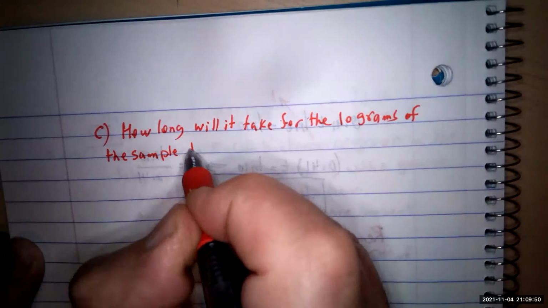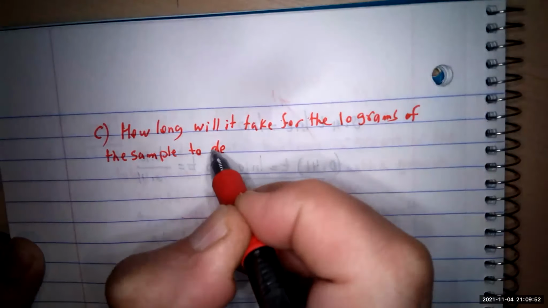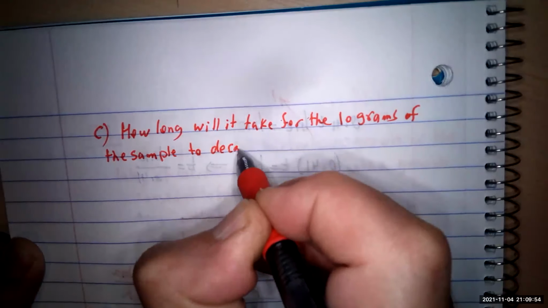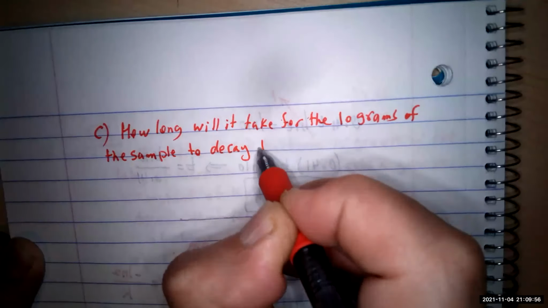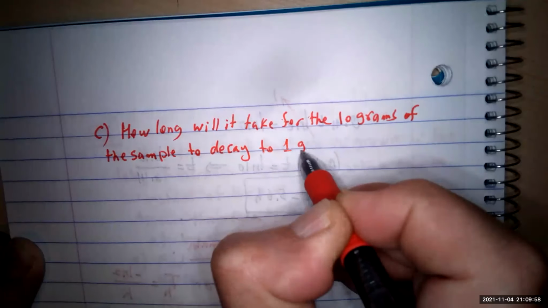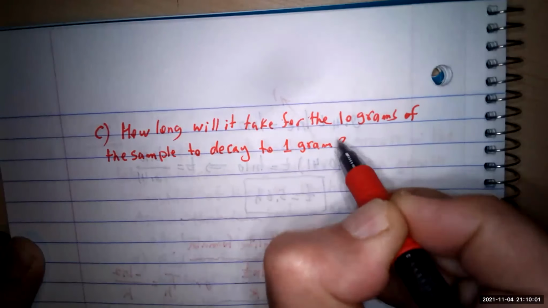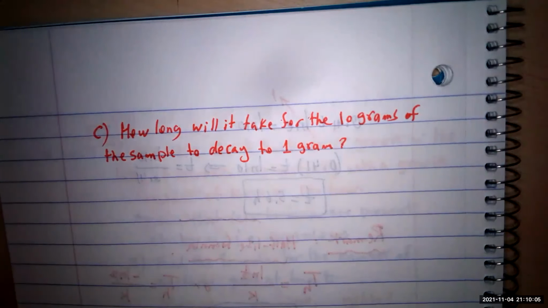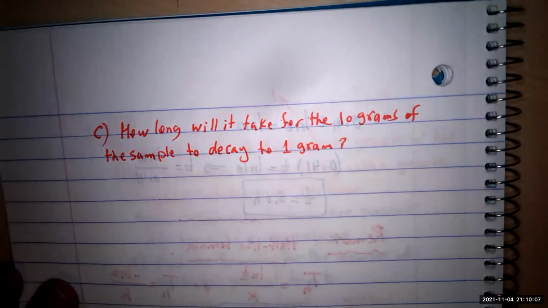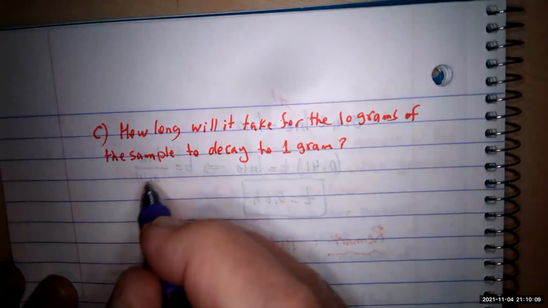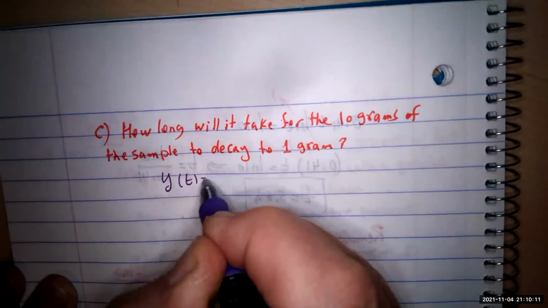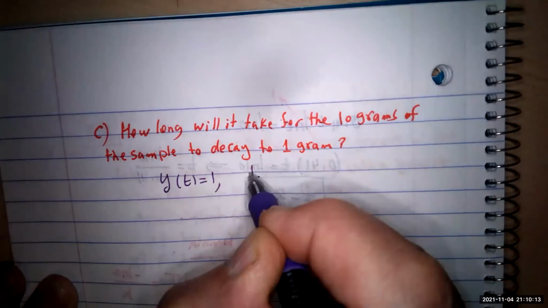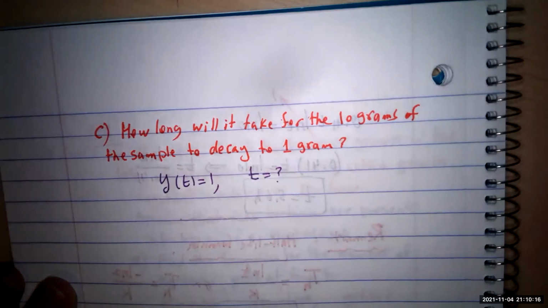To decay to 1 gram. So this means you have to go back to your formula and replace the y of t by 1, and then you solve for t to give us how long.